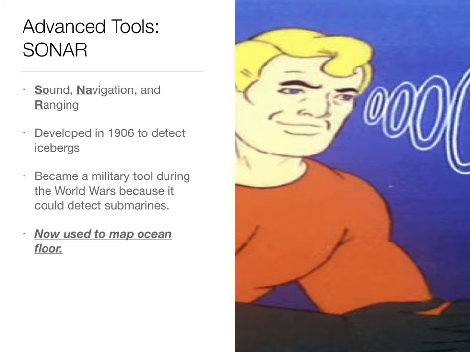The second reason that sonar was used was to hunt submarines during the World Wars. It became a very effective tool for the militaries of both the Allied and Axis powers in World War II to hunt each other's submarines. Currently, sonar is being used to map the ocean floor. This is the use that I want you to be familiar with going forward: mapping the ocean floor and finding resources and wildlife in the oceans.